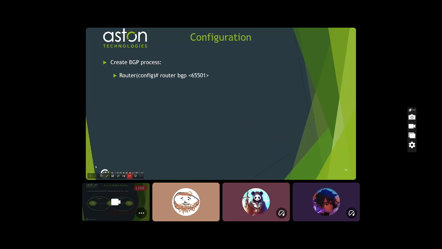Okay, let's set up BGP. So, creating the process first, router bgp, and then our autonomous system number. You can only have one BGP process per device, by the way. Just in case you were wondering. Wait, what do you mean? So, like with OSPF or EIGRP, you could have OSPF 10, OSPF 20, OSPF 30. With BGP, you can only have one.